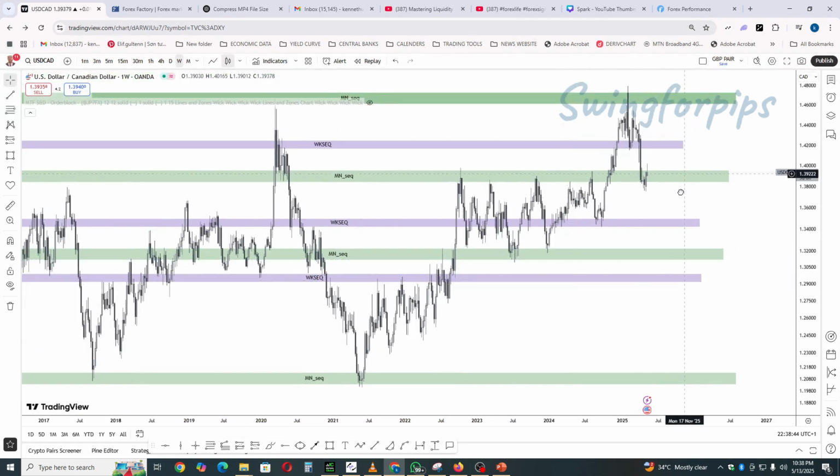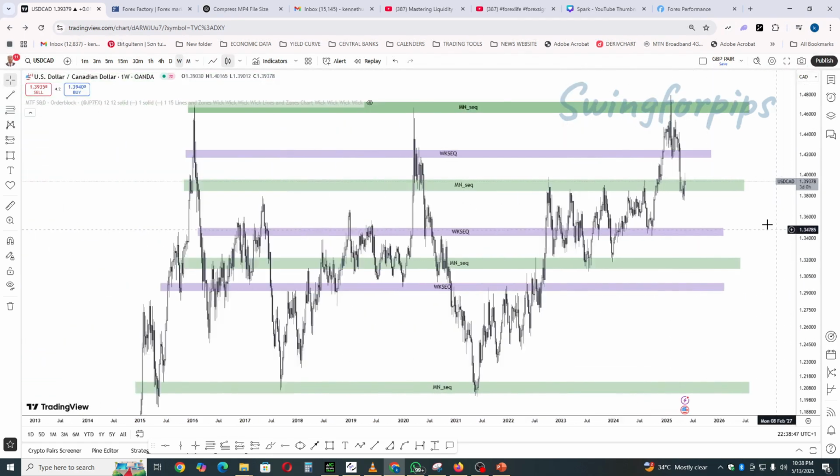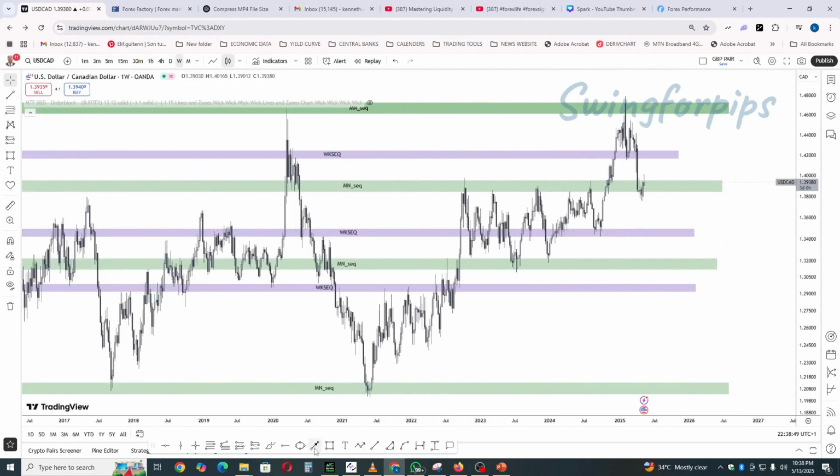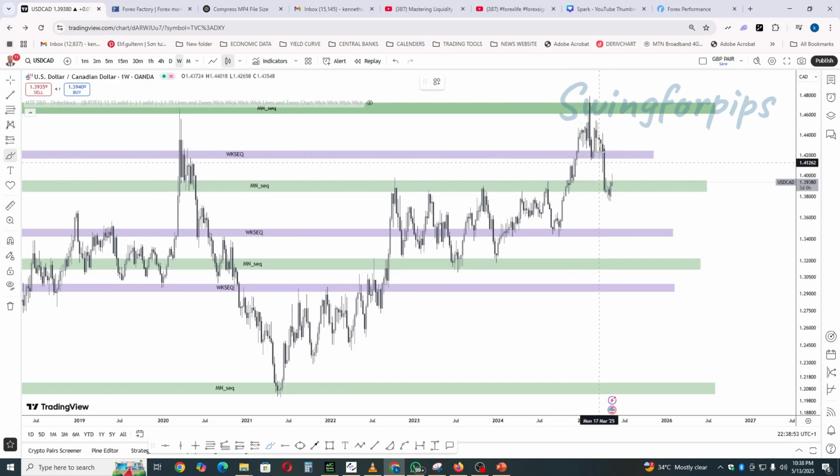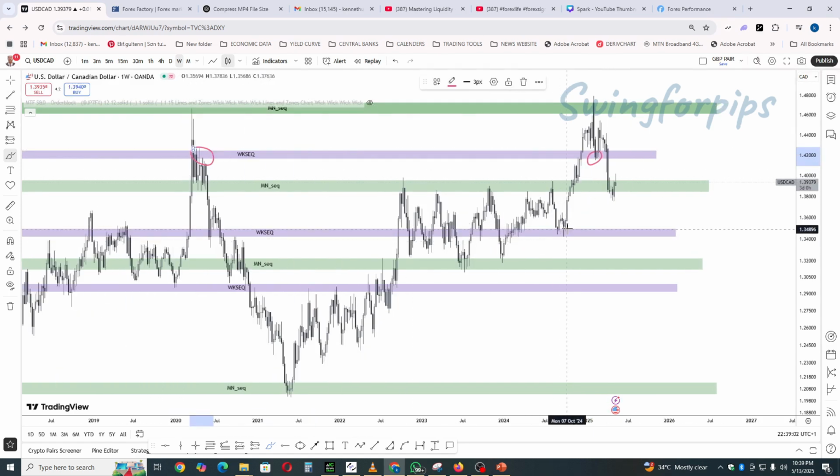Okay, so now this is what we have here. Okay, so we have a point here, that's support. Okay, and then we have another point here also. Price also played around here on the weekly. We have another point here, we have another point here. Okay, we have a point here, we have a point here.